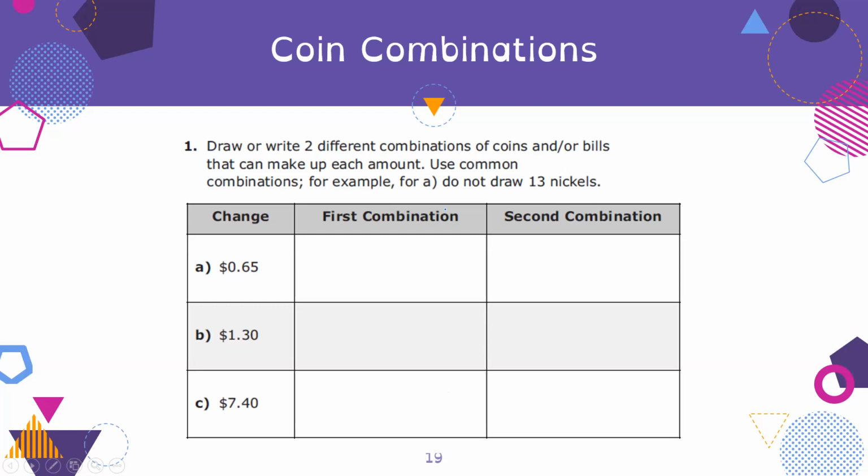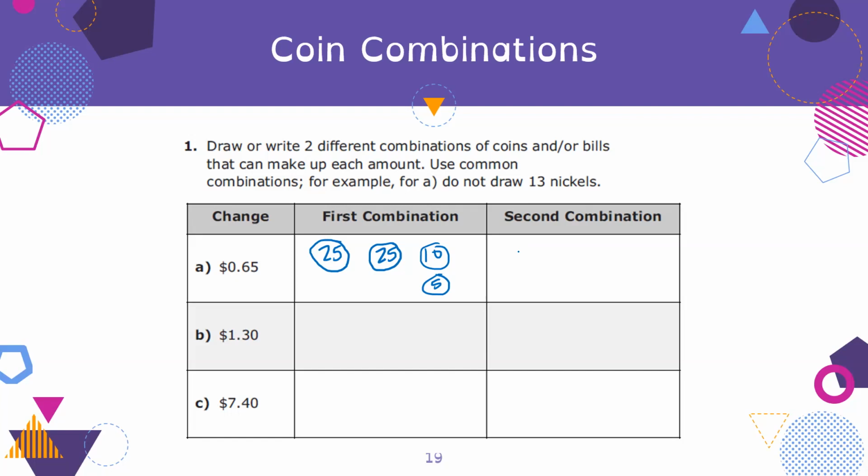Now, if you're deciding to draw coins, you do not need to be an amazing artist. You can just do like 25 and a circle around it, or you can just do 25. Like it's all good, whatever makes sense to you. So for 65, I probably would do 25, 25, which is 50, and then 10 cents, and then 5 cents. That would be one way that you could make 65 cents.